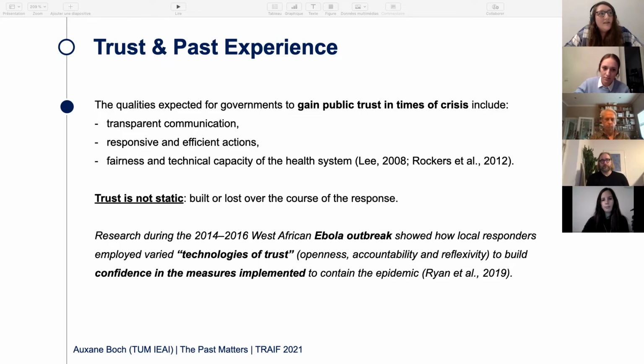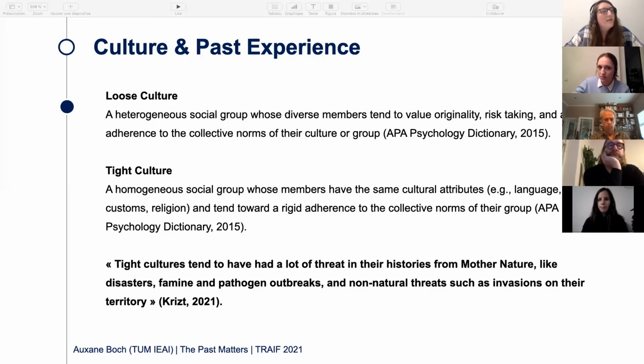So here you can see a quote from research by Ryan and collaborators on the Ebola outbreak, showing that local responders employed varied technologies of trust, openness, accountability, and reflexibility to build confidence in the measures implemented. So can we see that with technologies themselves, right? That's our question. We know it works with governments and with their implementation of new regulations. So does that work if governments propose new technologies, such as in the case of the tracing apps?